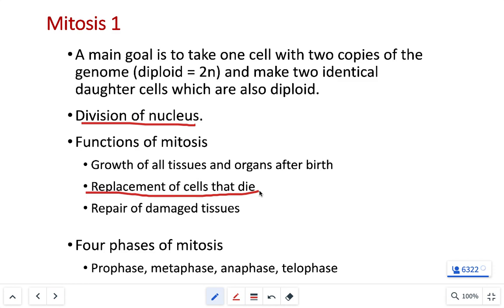For example, we replace all the cells that line our stomach every 3 days. All of our red blood cells are going to be replaced every 120 days. This is just a natural part of recycling our bodies. And then if we have some kind of damage occur, we need to repair those damaged tissues by regenerating, hopefully, new cells. As we get older and age, our ability to regenerate new cells declines. And instead of making new cells, we just make fibrous proteins that hold everything together, or scar tissue.